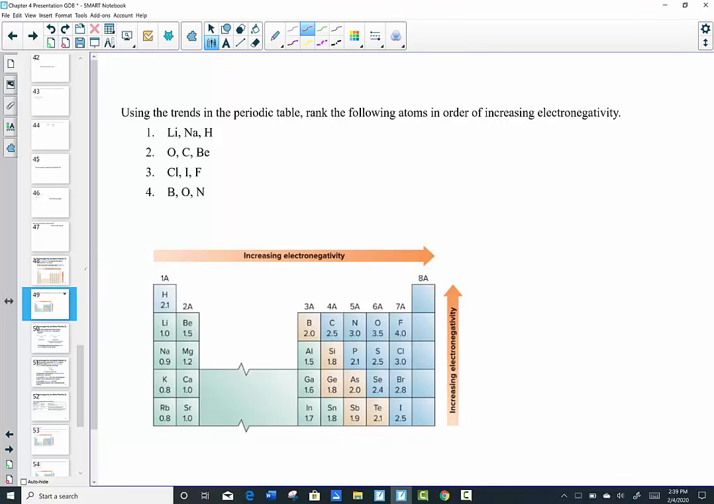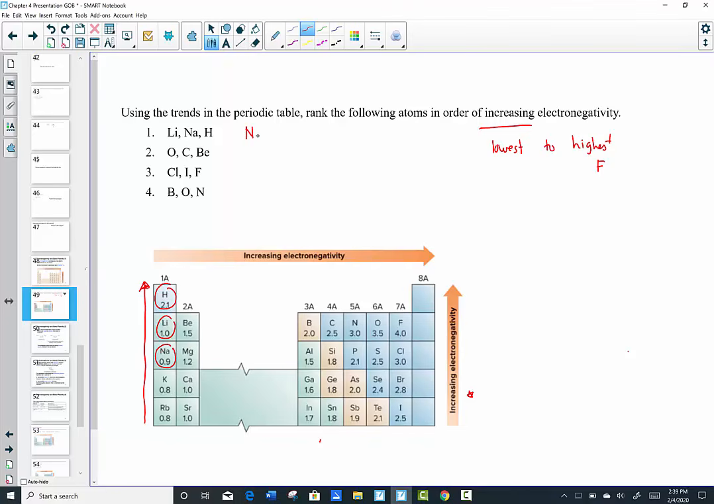Rank the following atoms in order of increasing electronegativity. So increasing means lowest to highest. And of course, highest would be who's closest to fluorine and who's the furthest away. So let's look at number 1. We have lithium, we have sodium, we have hydrogen. We know that electronegativity increases as you go up a column. That's our trend that we just wrote in our notes. Increases as you go up.